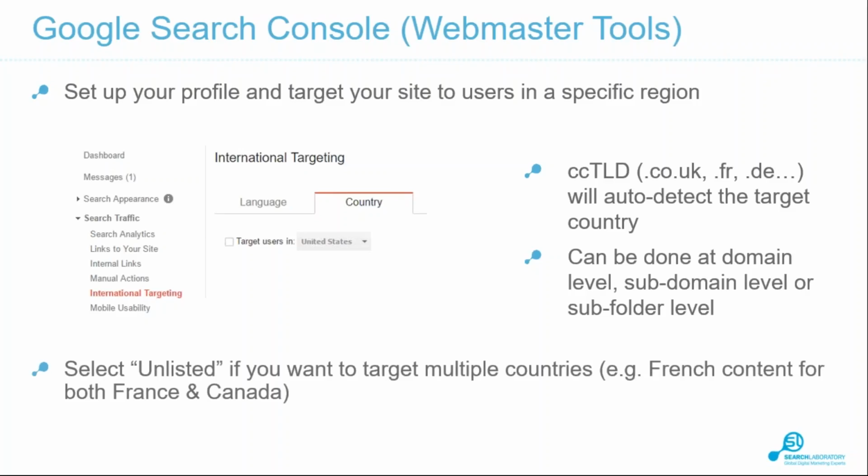For example, you wouldn't want to target your French content to France if you also wanted to gain traffic from Canada and perhaps Switzerland. So what we recommend in this case is you tick the box and from the drop-down arrow select unlisted, which basically indicates to Google that this content, this website is not specific to any one particular country, and therefore you're able to gather traffic from a number of different sources. However, if that's not the approach you want to take and you do want to be specific, then by all means use the International Targeting Report in Google Search Console.